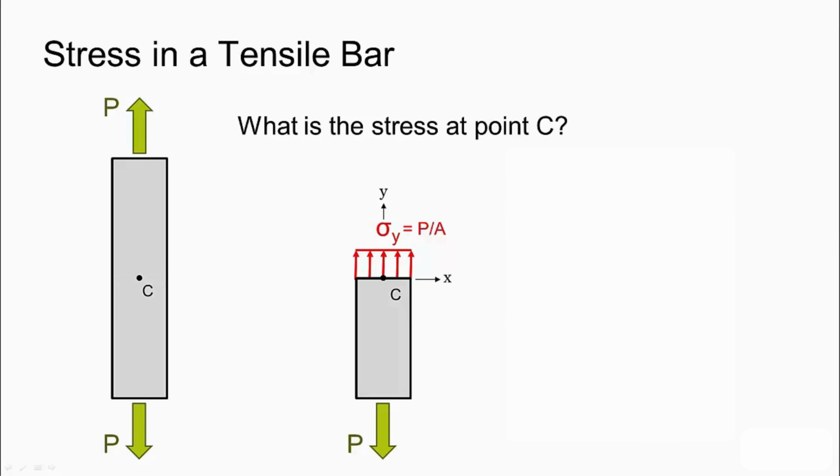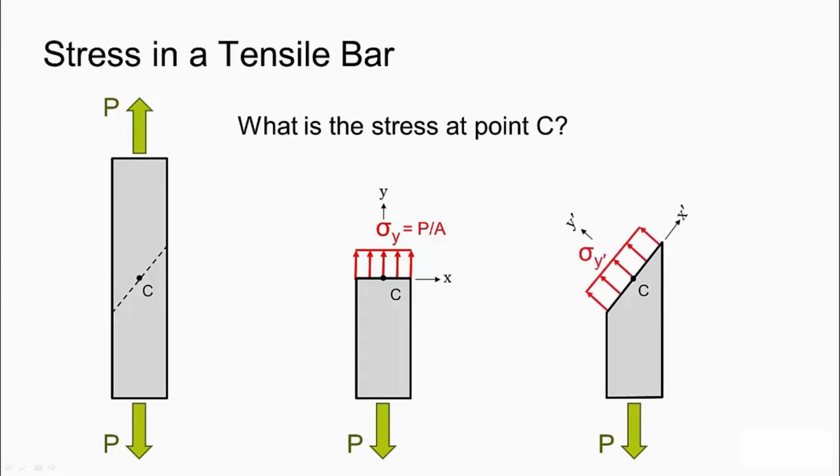Could we not section it another way, perhaps on an angle? If we did this, there would also be a local coordinate system for the section plane, and we would have a normal stress acting on that section plane. But what we can see here is that the resultant from this normal stress is not going to be in complete equilibrium with our uniaxial force P. There would be a component that would tend to pull the bar off to the left.